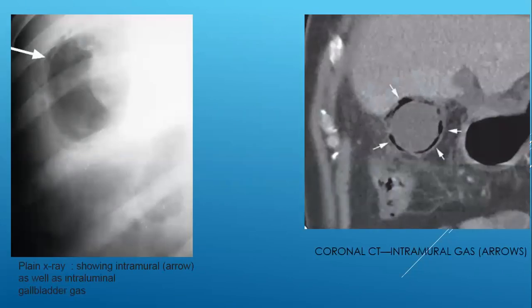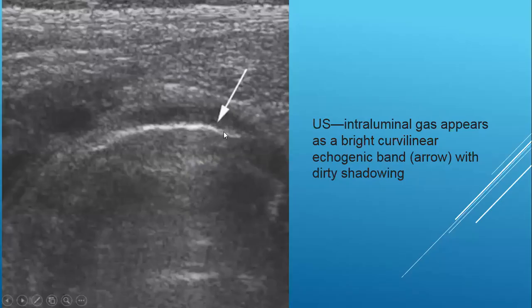Now a plain X-ray showing intramural as well as intraluminal gas. High intramural gas. On CT coronal, intramural gas is also seen. Now on ultrasound, see this hyperechoic line with dirty shadowing.